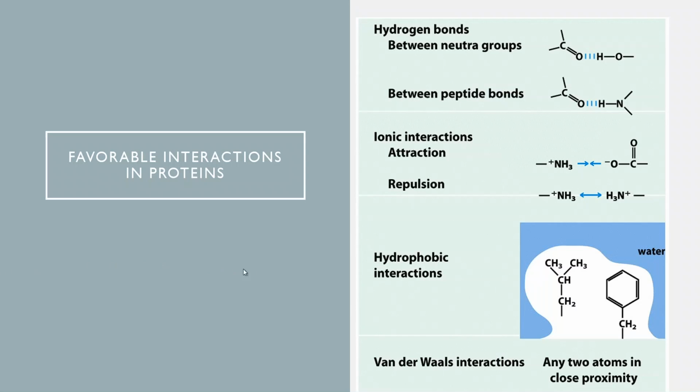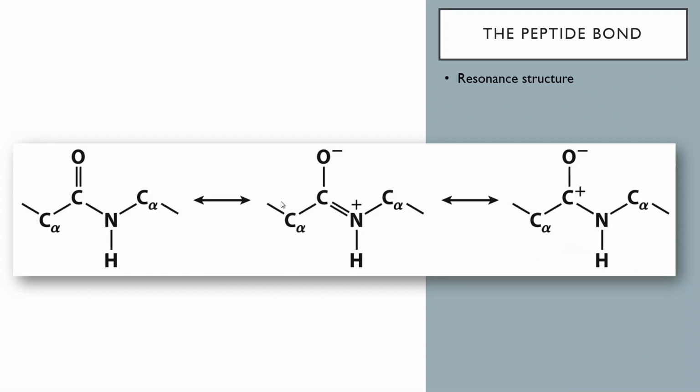Now, before we start really talking about complex 3D structures of proteins, we have to go back and talk about the peptide bond, because the peptide bond is what holds the amino acids together and determines the primary structure, but it's the shape and the structure of the peptide bond that then leads to the higher levels of structure also.